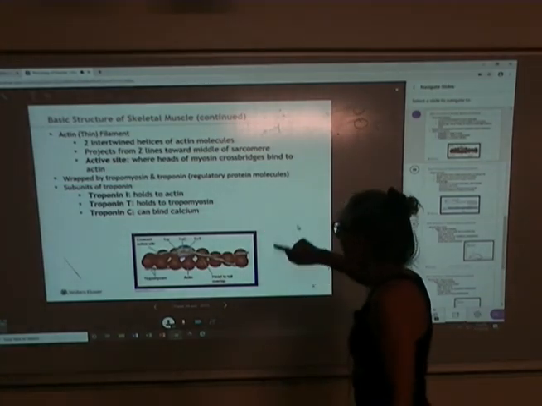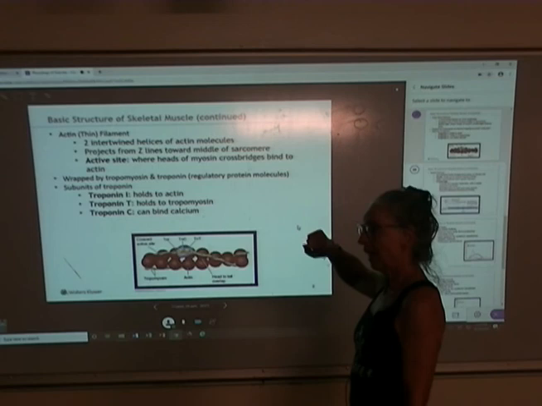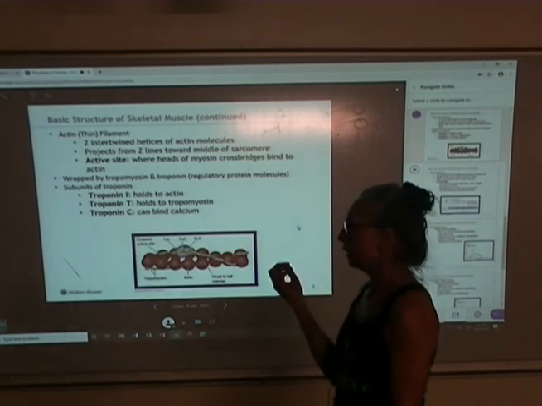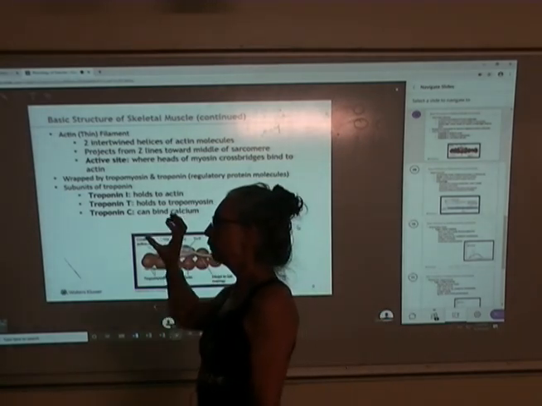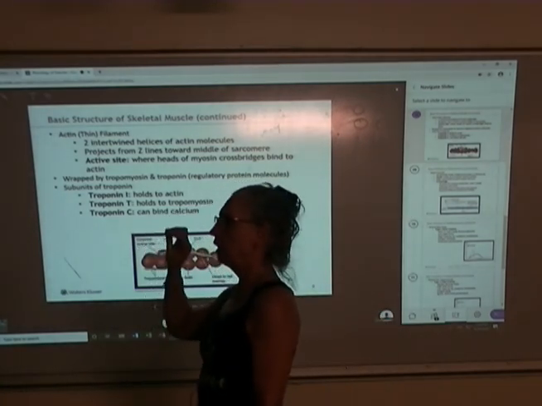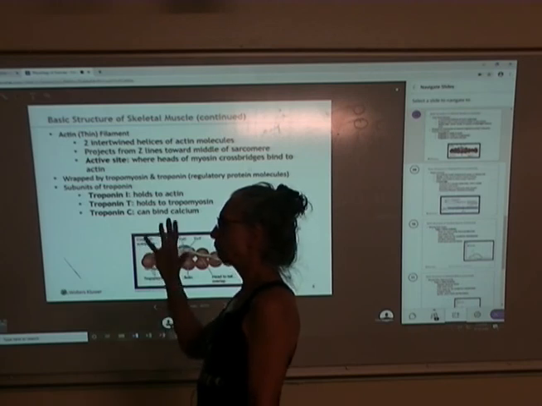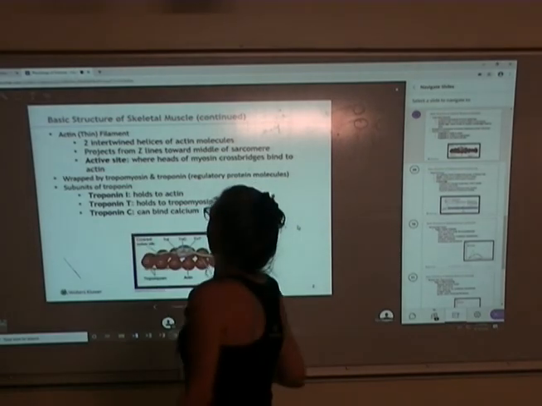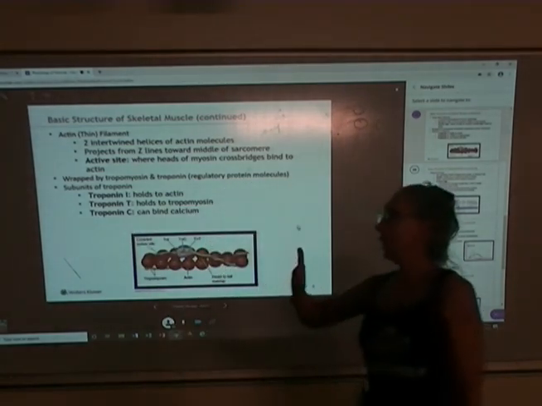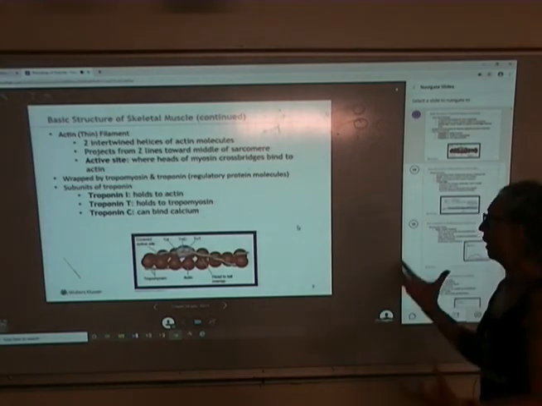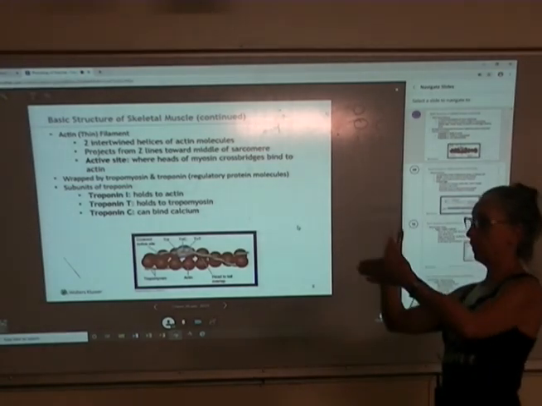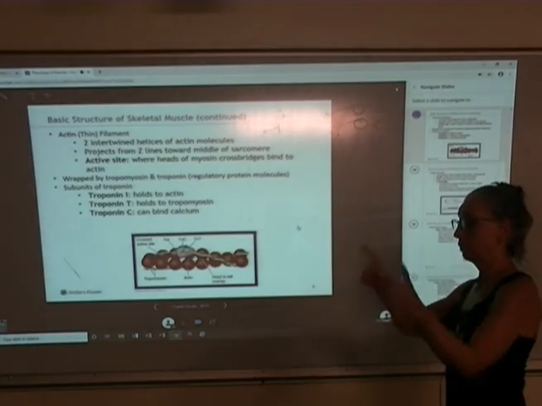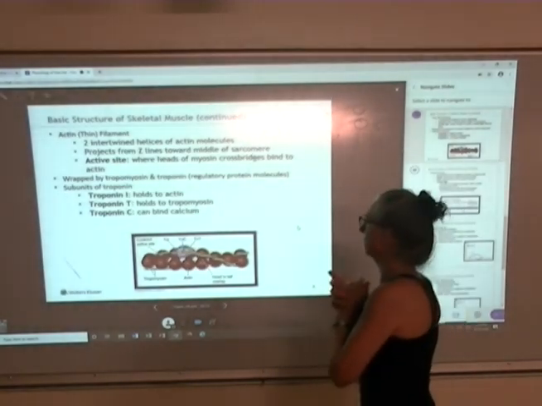So we have a helical twist of actin molecules, and on the actin molecule is a receptor site, all right? So you can think of it like a little blob of sticky honey or something, right? And that receptor site is the point at which the myosin head will attach to actin, which we'll get to in a minute, all right?